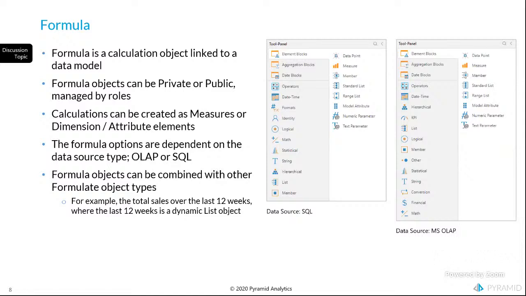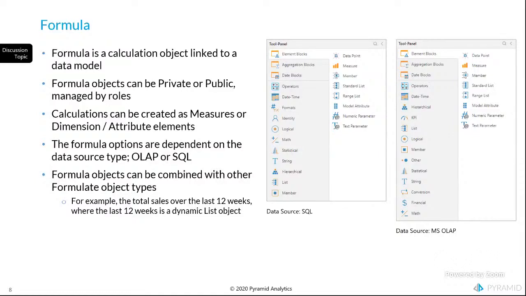When I create a calculation, I can save it in a private workspace or in a shared workspace, either my work group or a public folder, if I've been given write access to that folder by the administrator. The calculations, as mentioned already, can be created as measures or as new attribute elements or members within a particular dimension.